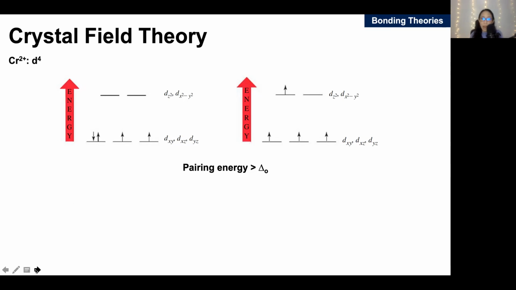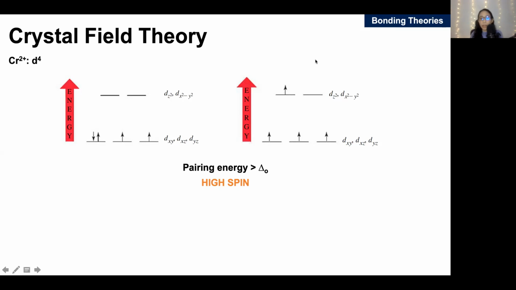This is what we call a high spin electron distribution or electron configuration. So if the d electrons of your chromium ion distribute themselves in this way, we describe it as high spin. It's high spin because you have a lot of spins there. You have 4 upward spinning electrons.